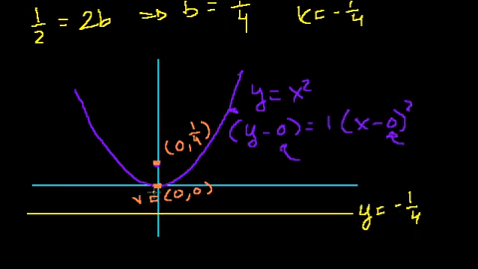And that, first of all, looks about right. And it also gels with what we know, because this point right here, our vertex, is equidistant. It's 1/4 below our focus, and it's 1/4 above our directrix. So at least that little reality check holds.